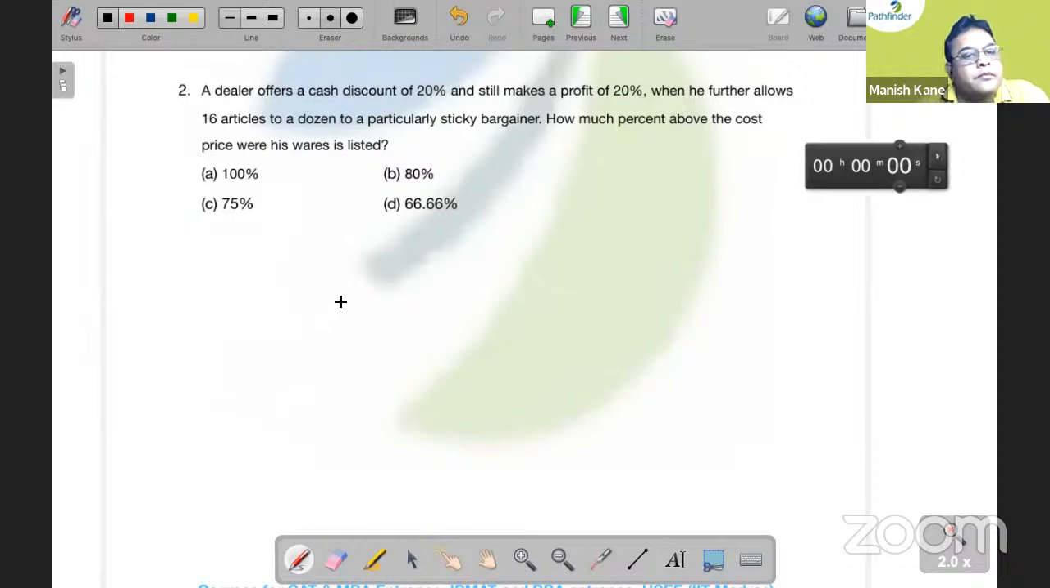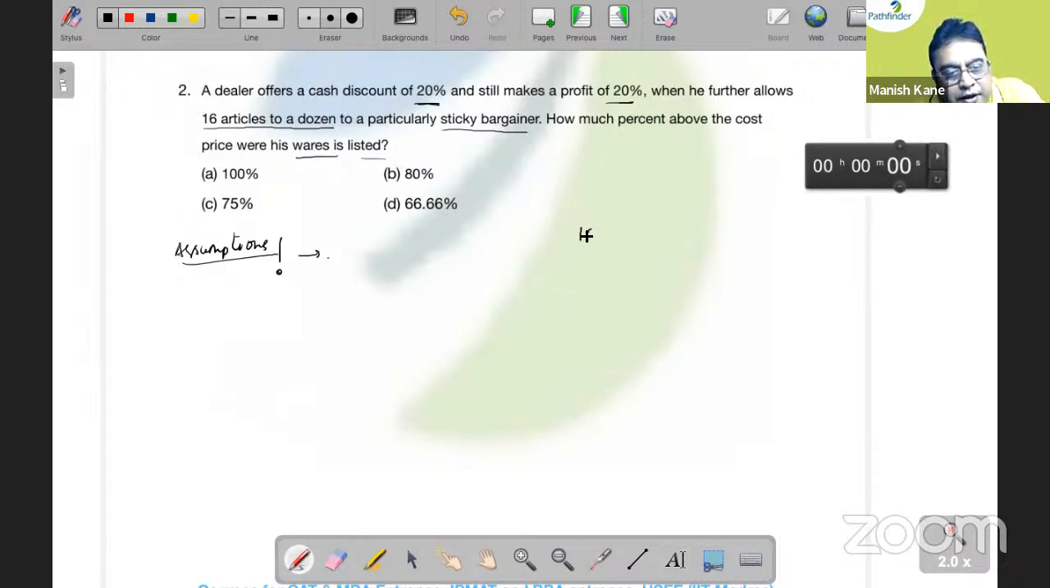Okay, time is up. Now, this question requires some assumptions, and it will be good if you make some relevant assumptions. You can easily solve this question orally. So let me show you my thought process to solve this question. The question goes: a dealer offers a cash discount of 20% and still makes a profit of 20% when he further allows 16 articles to a dozen to a particularly sticky bargainer. How much percent above the cost price were his wares listed?